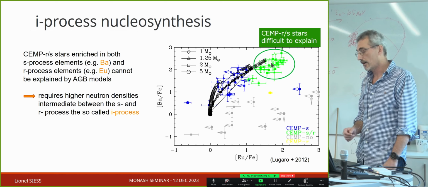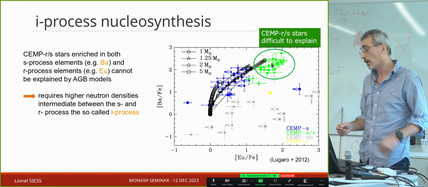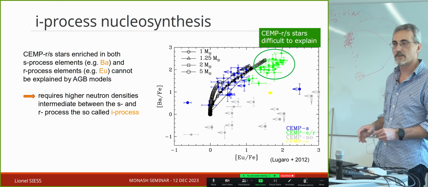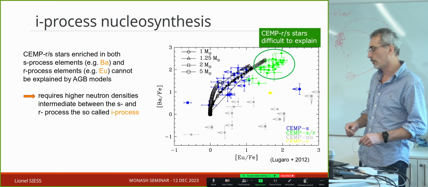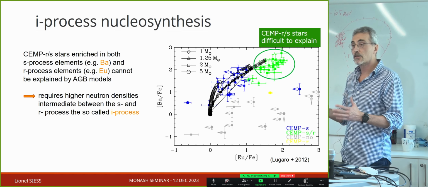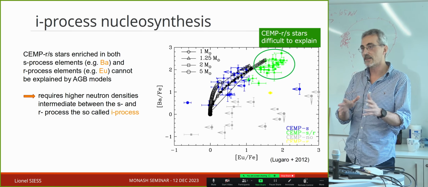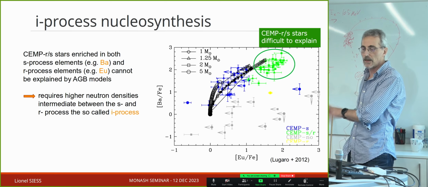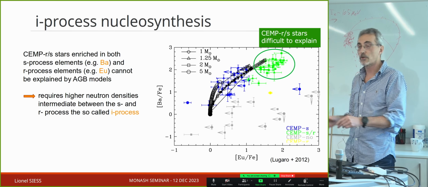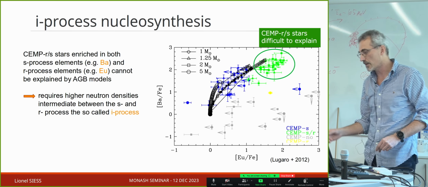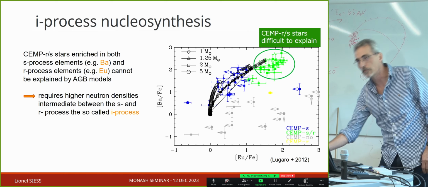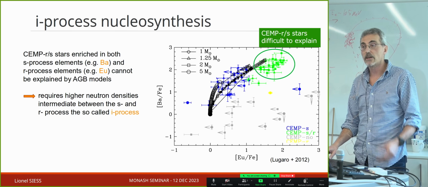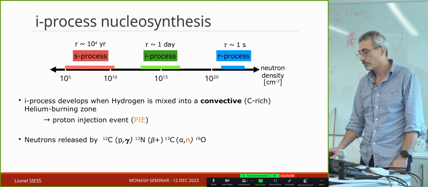So how can we form those elements? Well, you can say it's a mixture of S and R, but as I will show, it does not necessarily work. You can assume a prime model pollution. Or it can be something intermediate, because we have on one side the S process, which has relatively low neutron densities, and the R process, with very high neutron densities. And then maybe a process in between would produce those elements. Because if we want to produce europium, we need higher neutron densities. And this is where the idea of the I process came from.